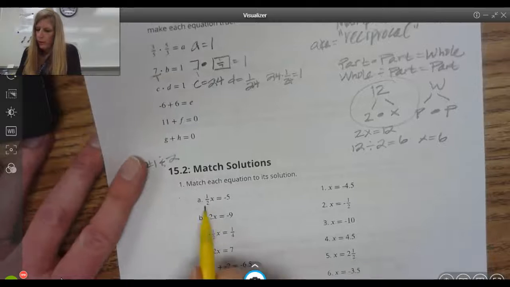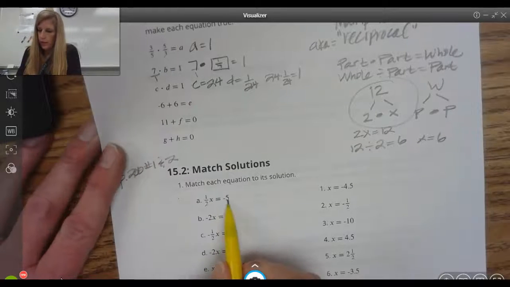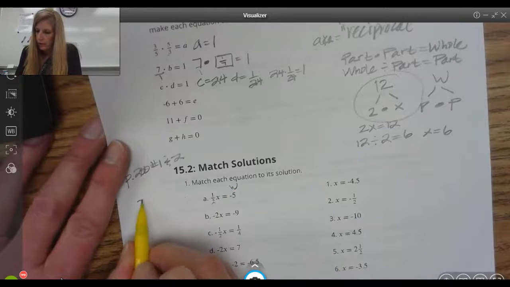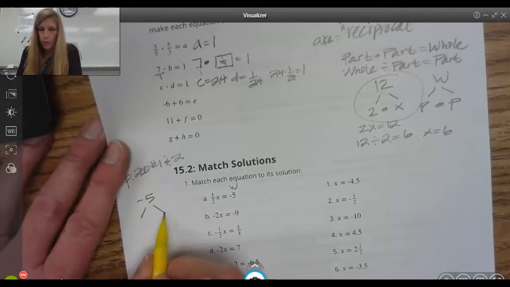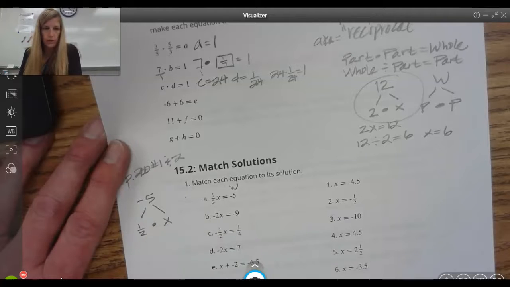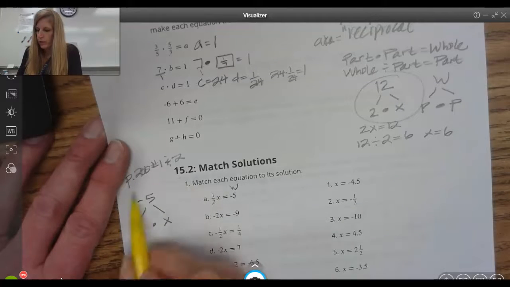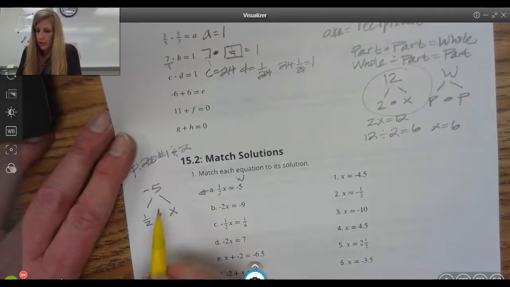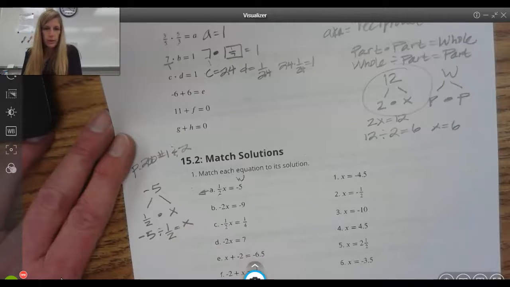So if we have 1/2 x equals -5, okay, this is our whole, right? So we're going to take -5 as our whole. One part of it is 1/2. The other part is the x. So 1/2 times x equals -5. So that's our number bond to show this equation. So to figure out what x is, I'm going to have to do -5 divided by 1/2. And that's going to tell me what the value of x is.